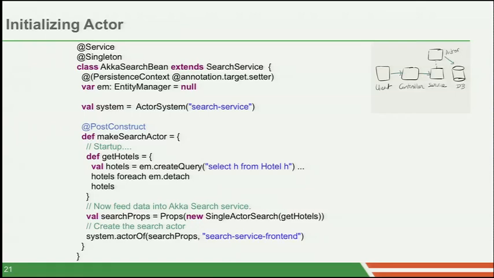That's what get hotels does. And we create a props for the actor. The props is how it's created. This is a function that basically says if the actor dies, here's how you recreate it. We call new single actor search with this method that will go query the entity manager for hotels. And then in the system, we instantiate the actor and we give it a name, which is similar to your IDs in your Spring config. These names are how you look up actors and find things.